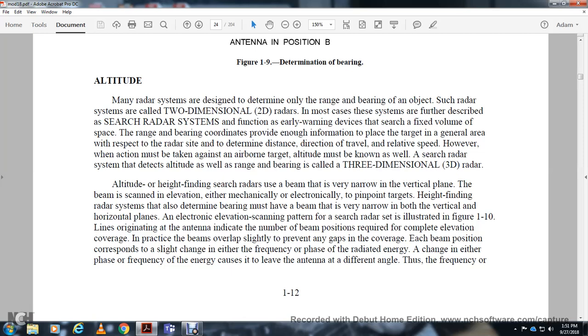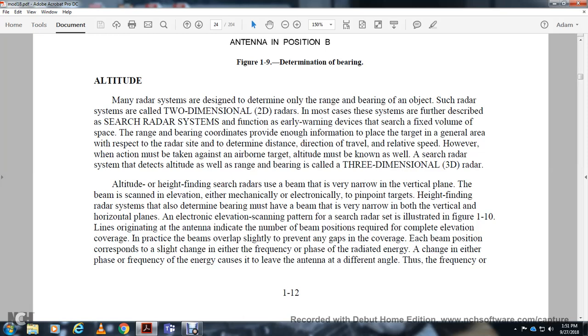However, when action must be taken against an airborne target, the altitude must be known as well. Search radar systems that detect altitude as well as range and bearing are called three-dimensional radar. Height finding with search radars uses a very narrow vertical plane beam, scanned in elevation mechanically or electronically to pinpoint the target. The height finding radar system also determines the bearing, and must have a beam that is very narrow in both the vertical and horizontal planes.